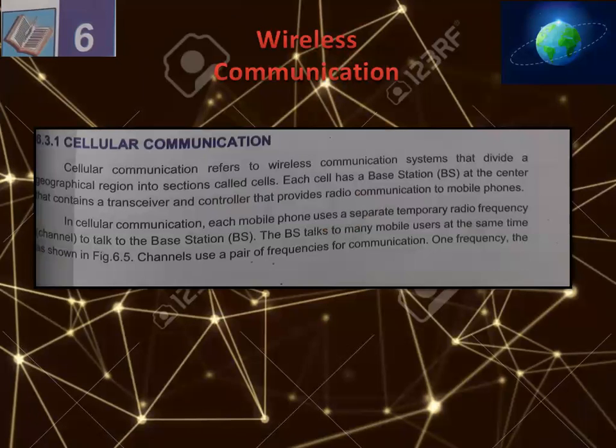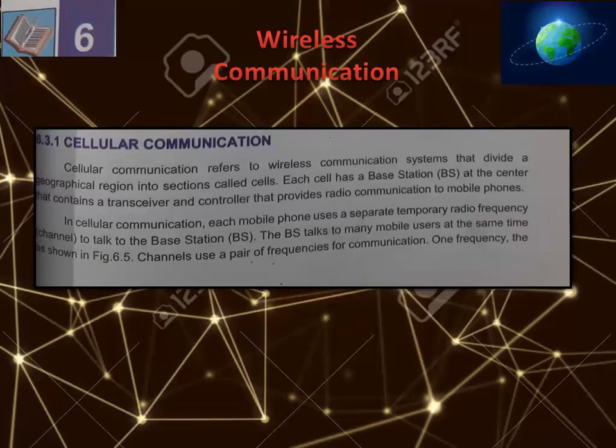So cellular communication refers to wireless communication systems that divide a geographical region into sections called cells. Each cell has a base station at the center that contains a transceiver and control that provides radio communication to mobile phones. In cellular communication, each mobile phone uses a separate temporary radio frequency channel to talk to the base station.